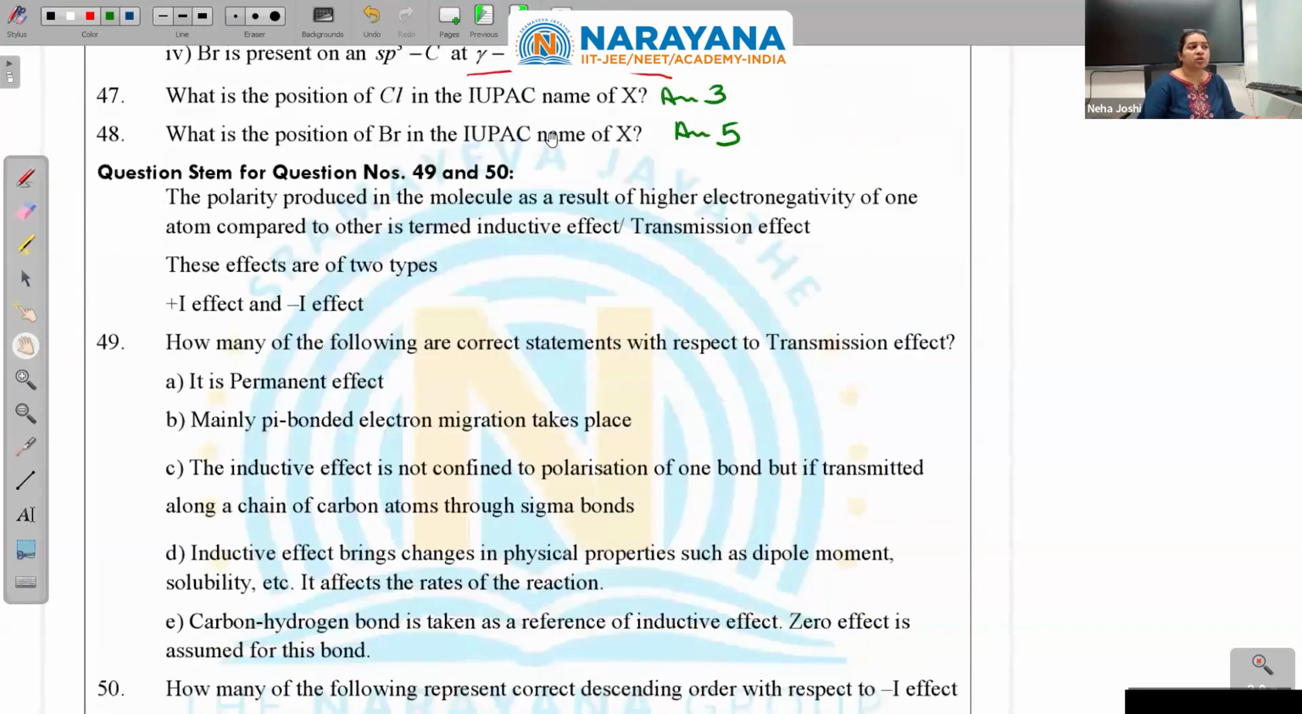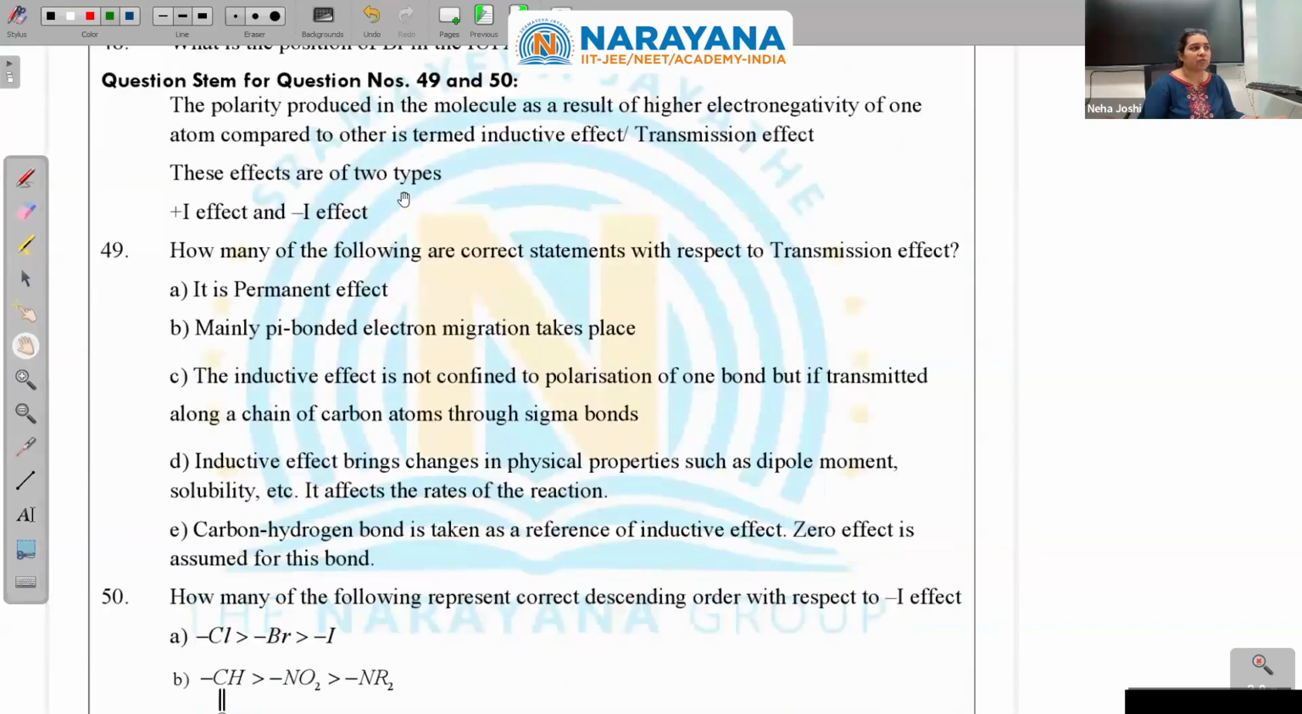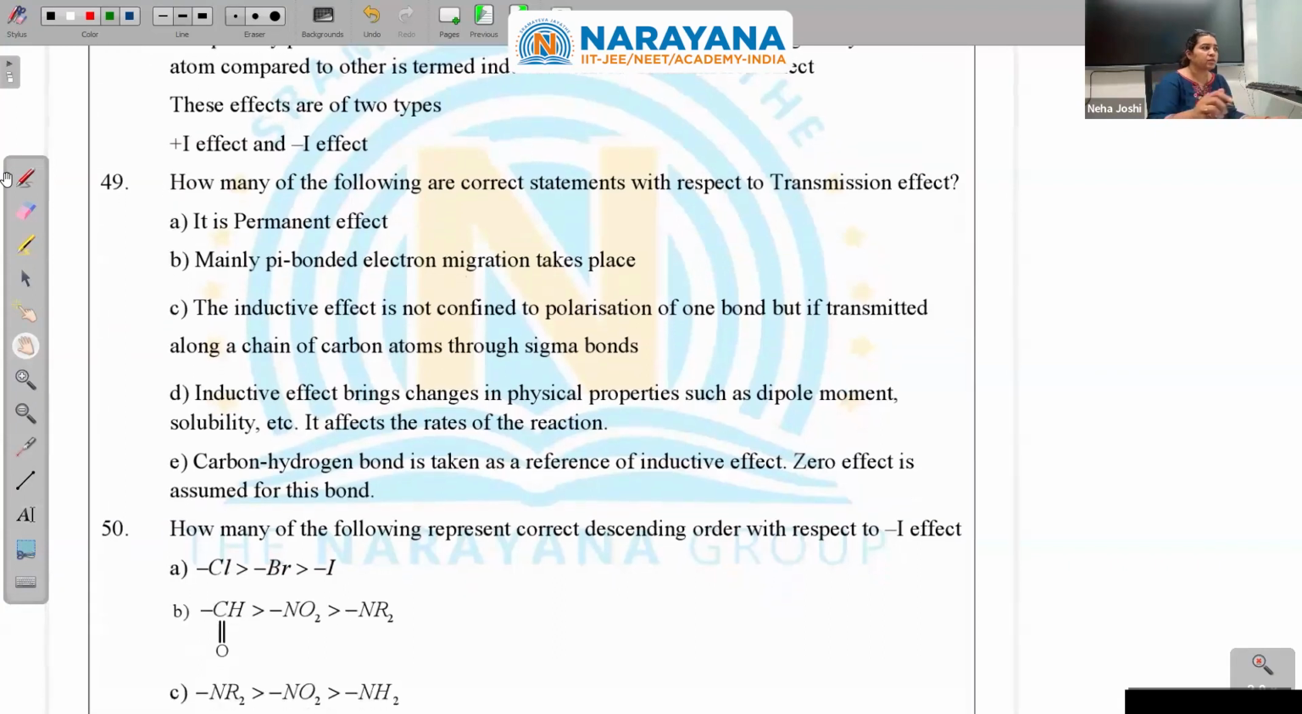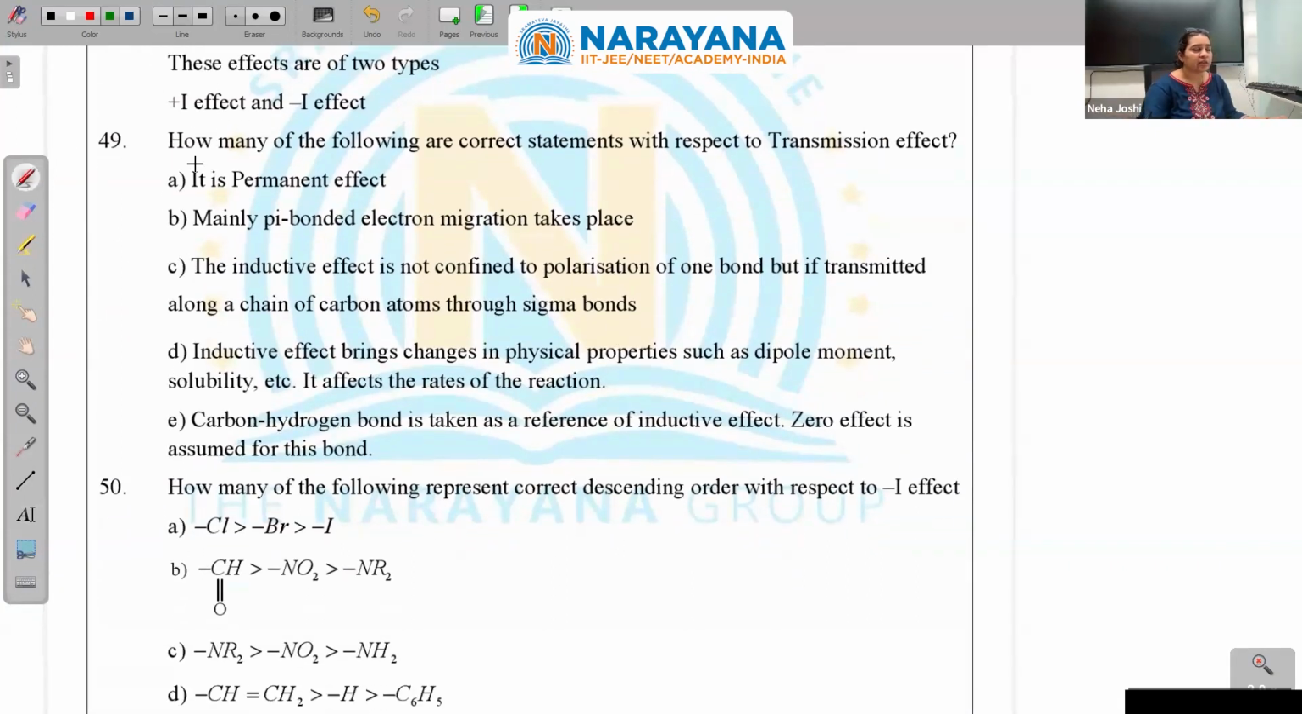Next, the polarity produced in a molecule as a result of higher electronegativity of one atom compared to another is termed the inductive effect. These effects are of 2 types: plus I effect, minus I effect. How many of the following are correct statements with respect to the inductive effect? It is a permanent effect, correct. Mainly pi bonds, no. The inductive effect is not confined to polarization of one bond, but it is transmitted. From the source atom it goes away and gets relatively weaker, but it is certainly transmitted further. 2 statements are correct.